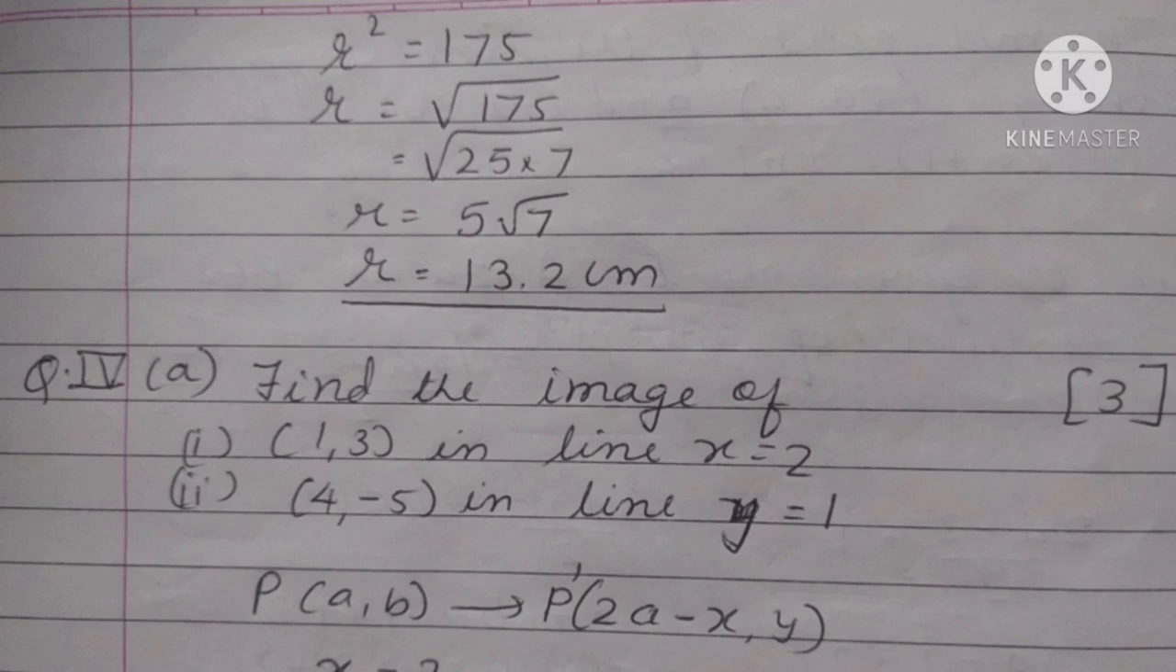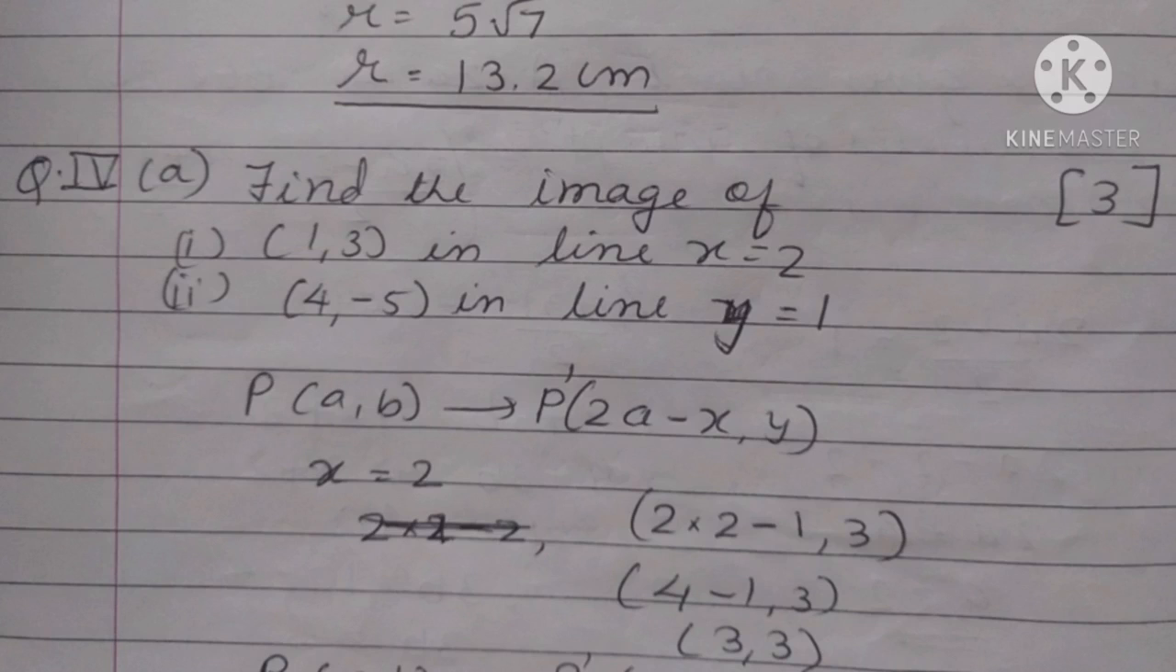Now we take x equal to 2, which is our line given to us here. So now placing the value, a is 2 and x is 1, and the y coordinate remains as it is, 3. Solving it, we get 4 minus 1, 3. So the answer, that coordinate, is (3, 3). The image of (1, 3) is (3, 3) in the line x equal to 2.